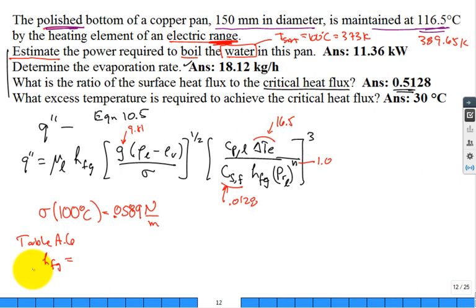So HFG is 2257 kilojoules per kilogram. Now, I'm going to look right here for the CPL for the liquid. So the specific heat of liquids in the same table. Can you see it? What is it? 4.217. At this point, I write the units kilojoules per kilogram Kelvin.